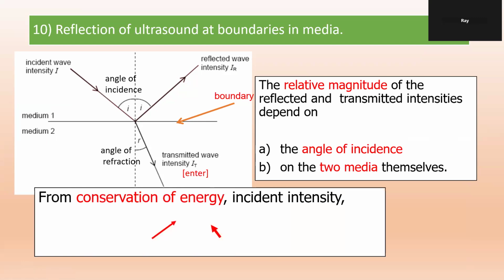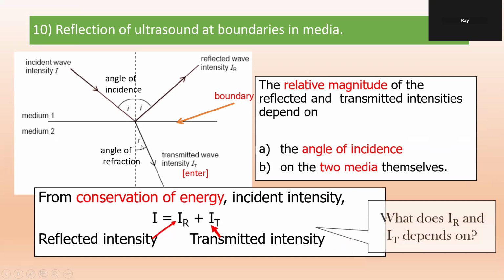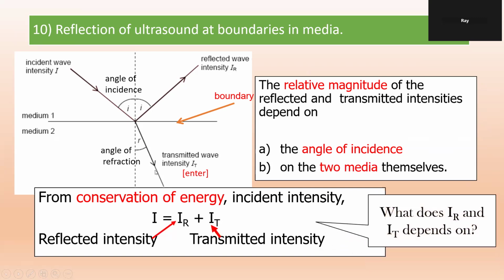So we use conservation of energy. I is the incident intensity of the wave. IR is the reflected intensity. This is the transmitted intensity, IT. Transmitted means it enters the second medium. What do IR and IT depend on? That's what we are going to study.